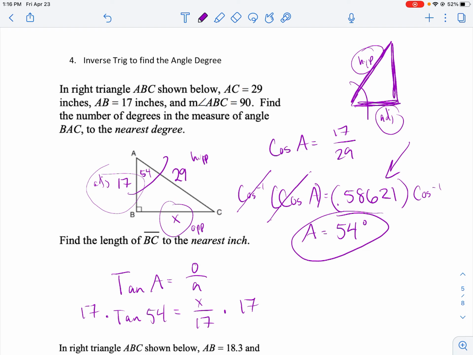Tan of 54 times 17. X is equal to 23 point... We'll round it to the nearest inch, it says. So 23.4. So x is equal to 23 inches.